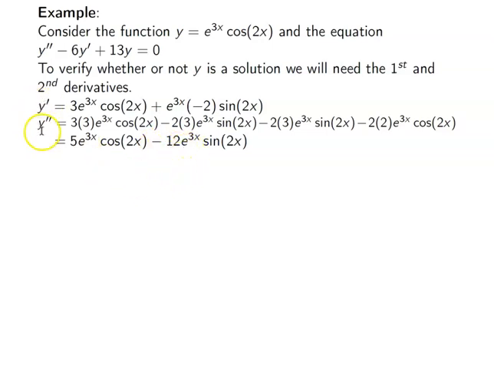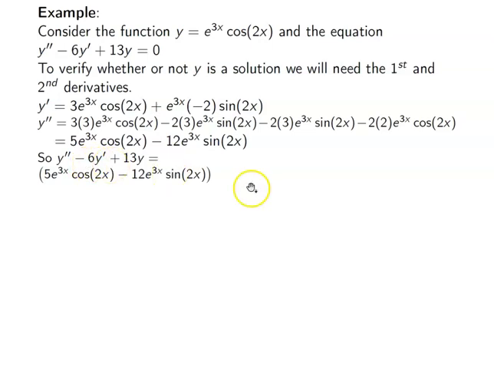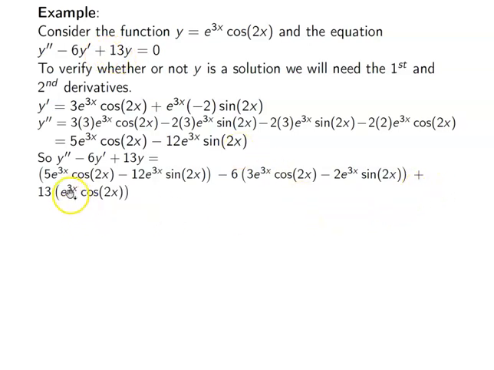So now I have my first derivative, I have my second derivative, I have my original function, and I need to plug all of that into my DE and make sure everything cancels out. So we'll start with the second derivative. I will subtract from that 6 times the first derivative, and I'll add to that 13 times my function, which is just e to the 3x cosine 2x. I'm just saying this to my classes: I hate when you know it's supposed to go to 0, and then you just write equals 0. You got to actually put some work together for me, please.